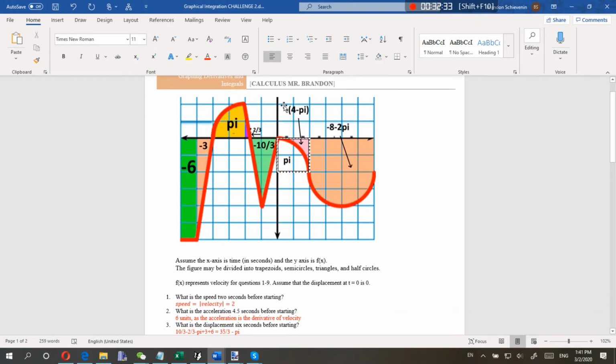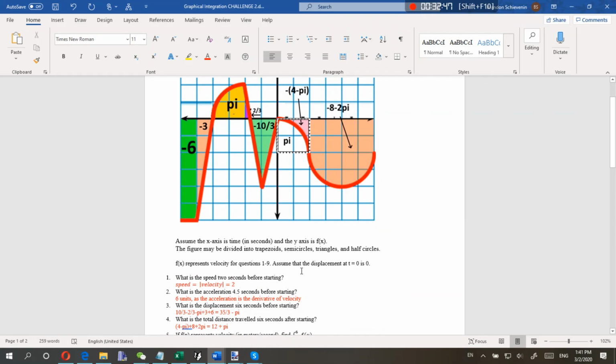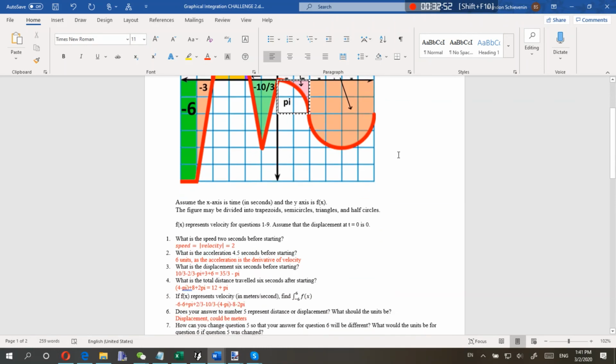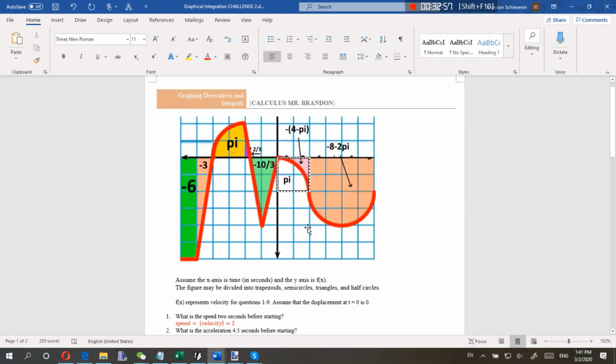So units for displacement could be meters, potentially. If I wanted to change that so that I was looking for total distance traveled instead, then my total distance traveled would be what happens if I take the absolute values of all of these areas. So all of these negative areas would become positive. If I wanted to get the derivative at x equals 4, 1, 2, 3, 4, this is a minimum, so my slope should be 0. And that would represent my acceleration if this graph is velocity.